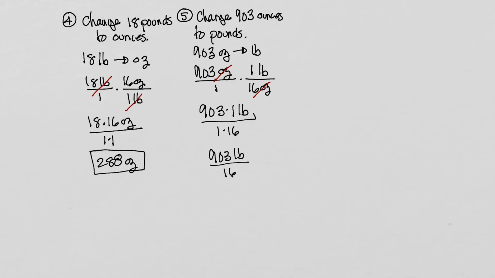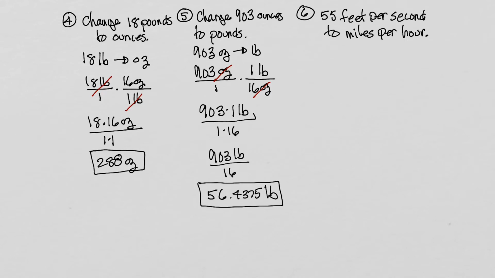Now when I make this division, I'm getting 56.4375, and then we still have the pounds. All right, so we're saying now that 903 ounces turns out to be a little bit more than, well, almost 56.5 pounds.